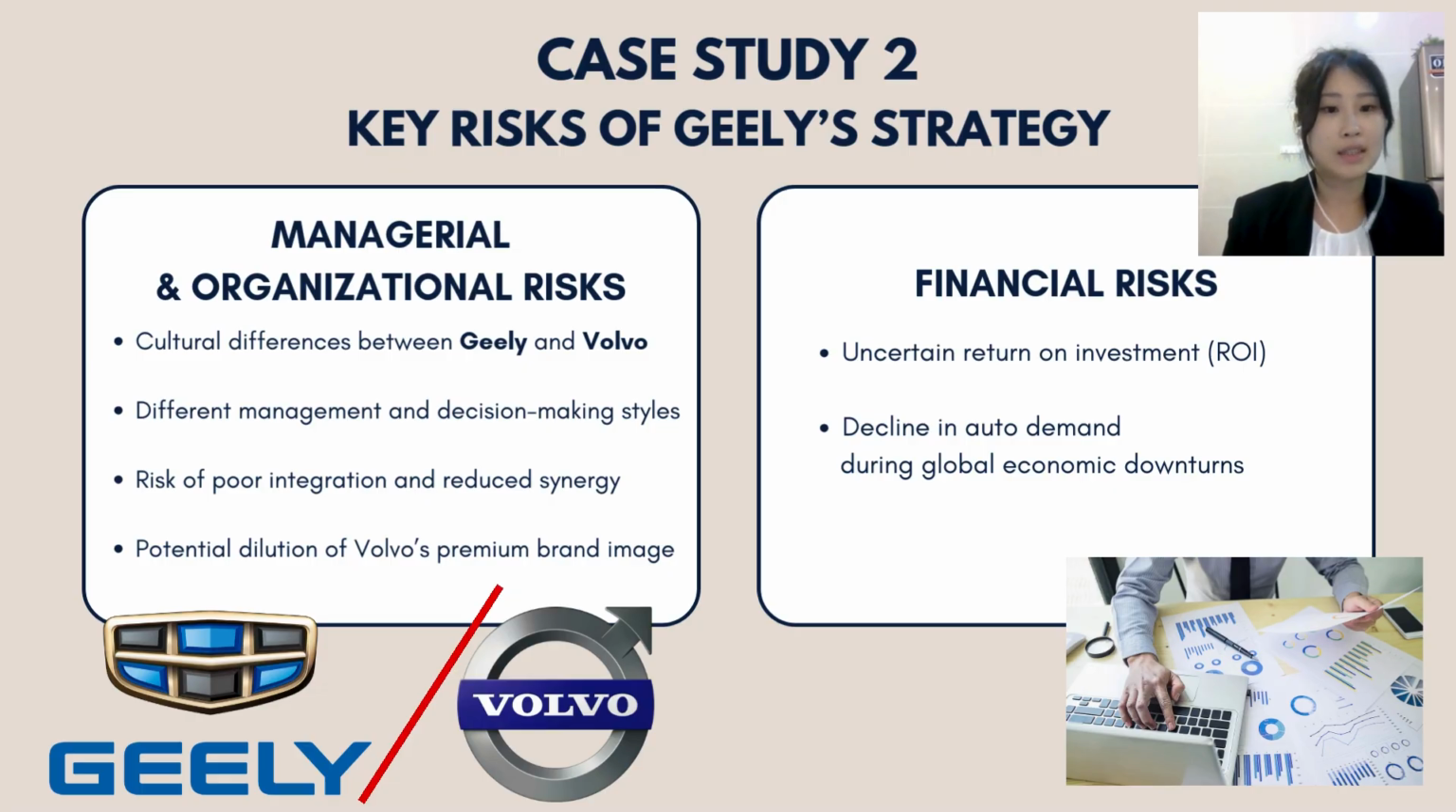One major risk is culture and organizational differences. Geely and Volvo have very different management styles, decision-making processes, and labor values. This may create coordination challenges between the two companies. Another risk is integration failure, especially in technology and platform sharing. There is also a risk of brand dilution, which could hurt Volvo's premium and safety-focused image. This risk becomes even greater during global economic downturns.